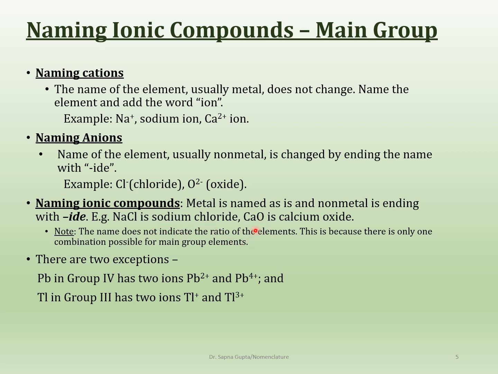CaO is calcium oxide. Very simple, okay? Now here in this case, it's a little bit different because the ratio here is 1:1, and we'll talk about that in a second also, okay? But otherwise, it's a very simple, straightforward thing. The first element does not change its name.